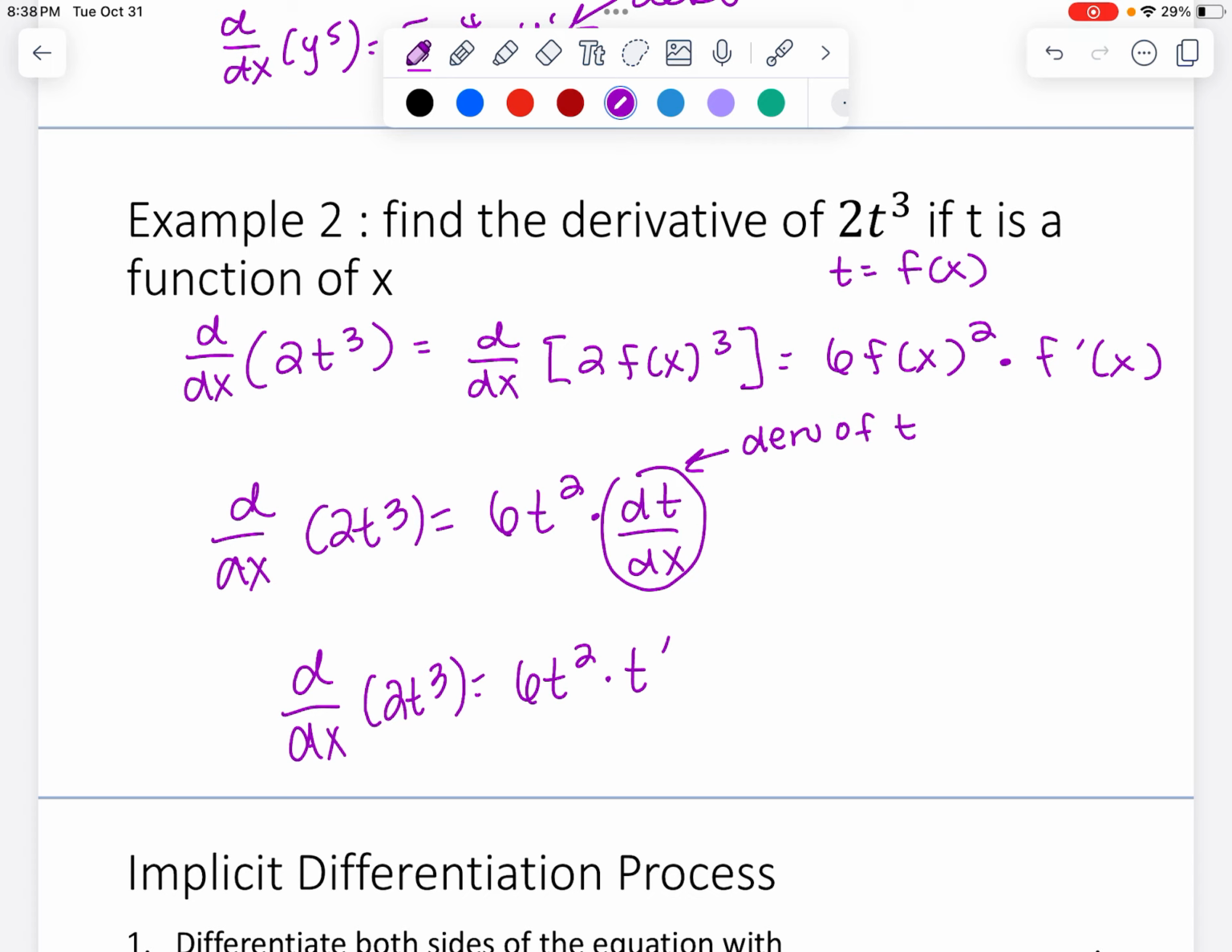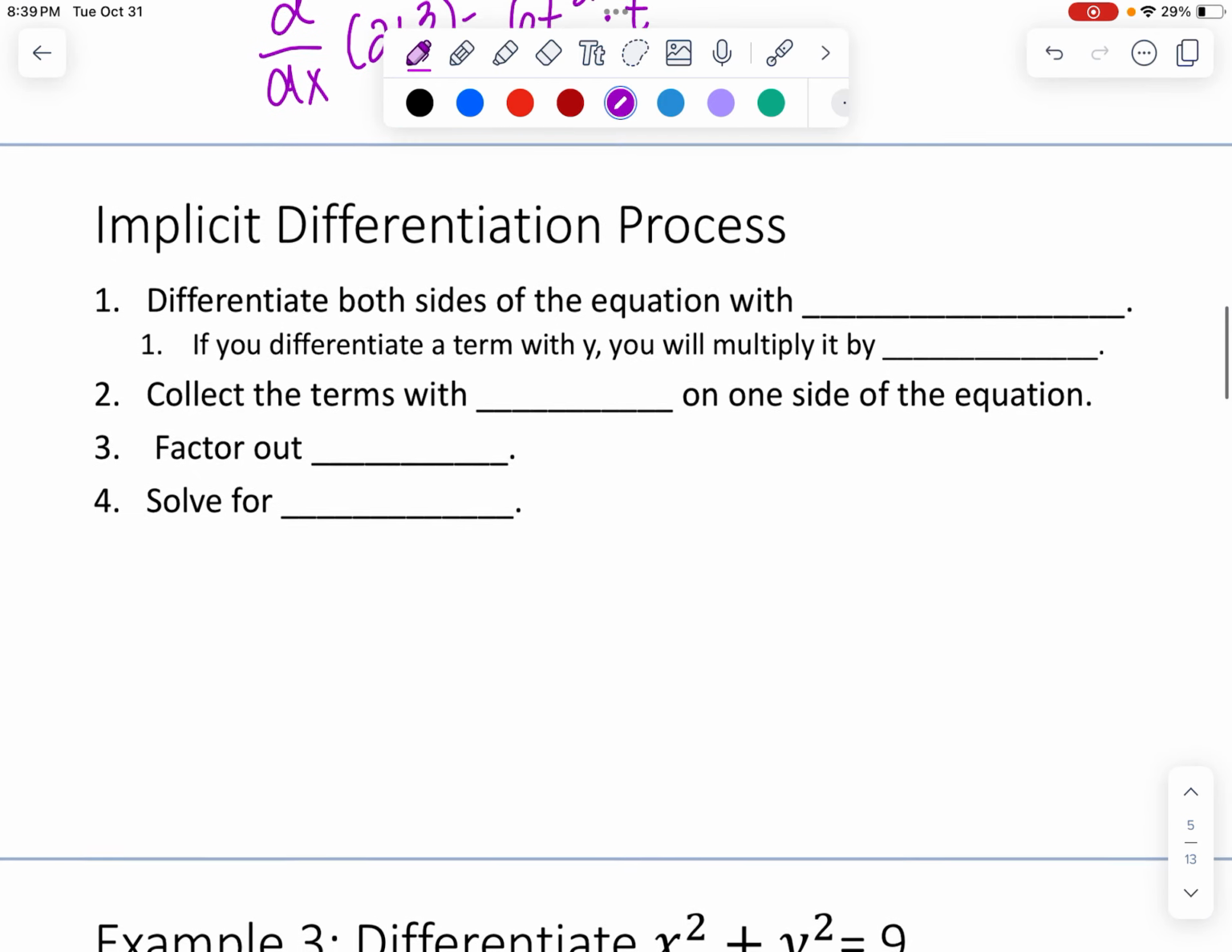But at this point, we're just going to go through the process of how you actually solve a problem with implicit differentiation. This is the concept. I didn't want to just give you steps if we didn't explain a little bit why we're doing what we're doing. So here's the process.